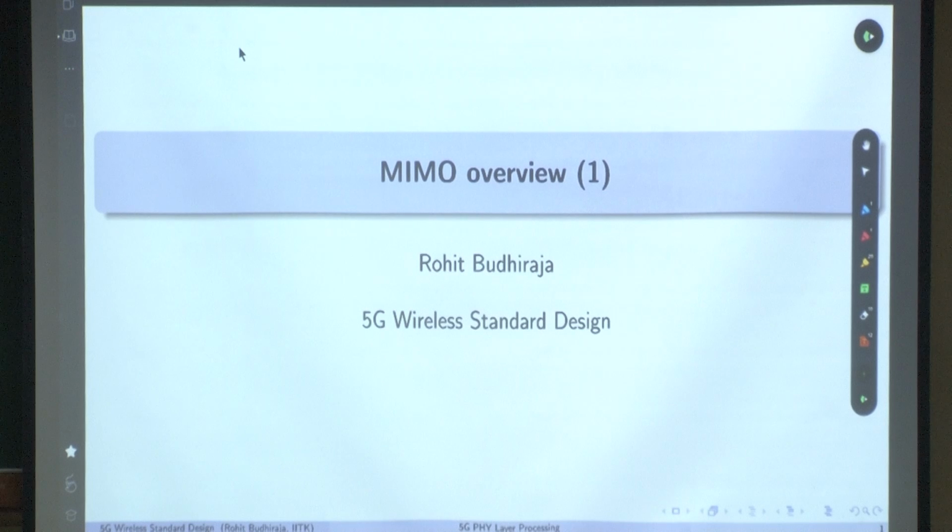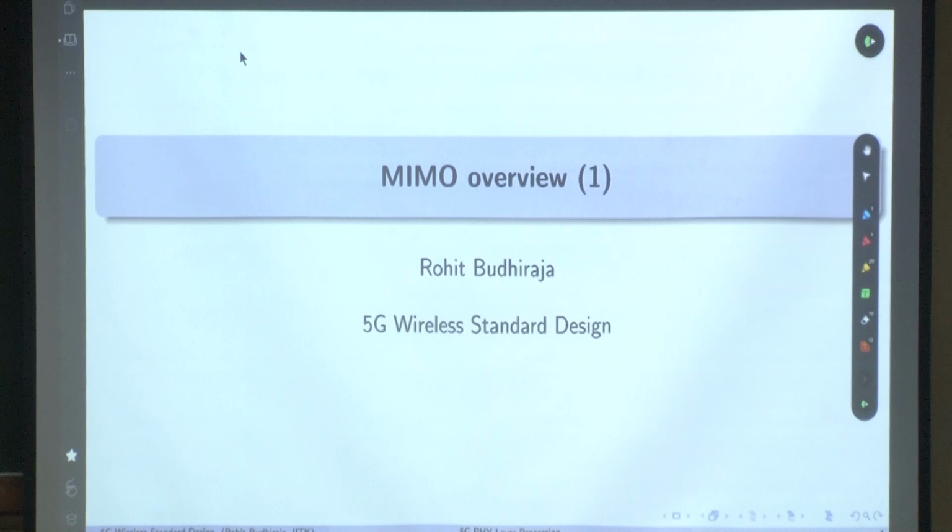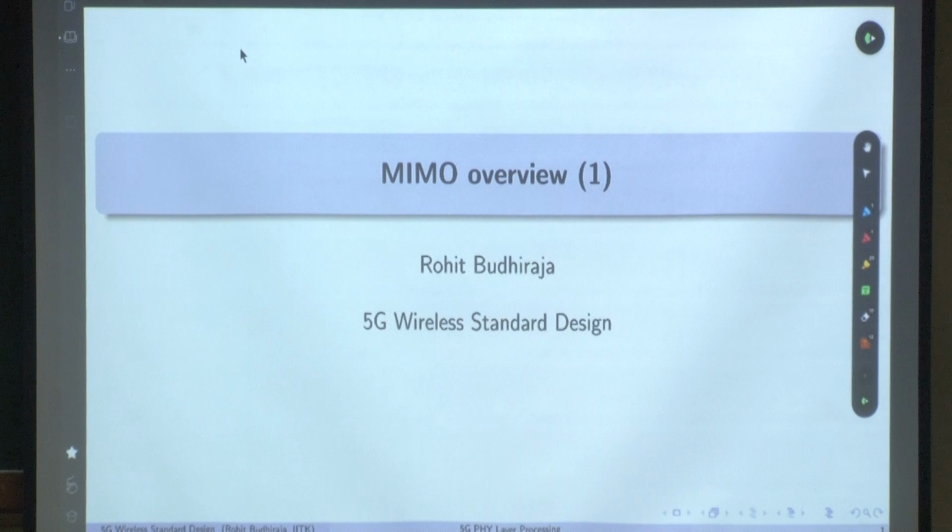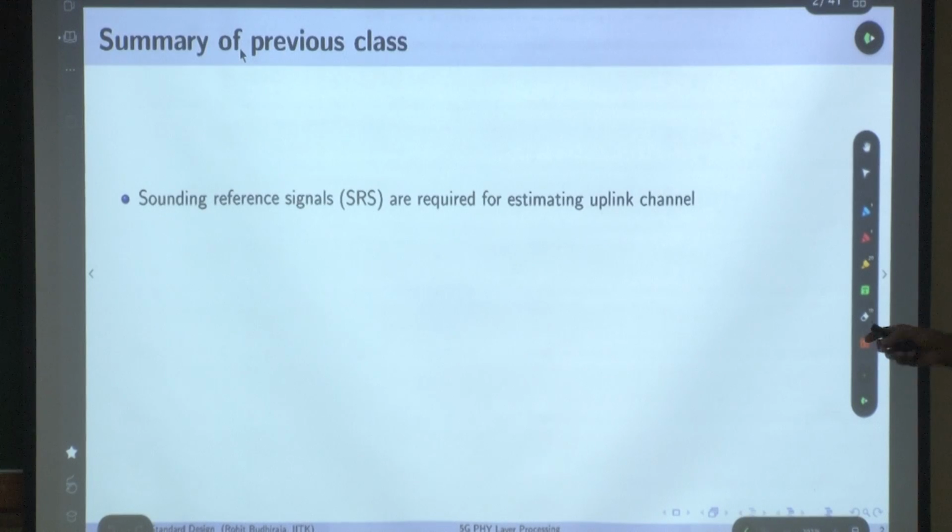Take x and precode it, but that x is basically a single x. We are not transmitting information in parallel. I will explain that notion of parallel. Basically, what are we saying here? You can transmit x1 and x2 from two different antennas. And how do we do that? That's what I am going to show you. But where this comes into the picture, and where it helps, that's what we are going to see. But before that, this is a quick summary of the previous class.